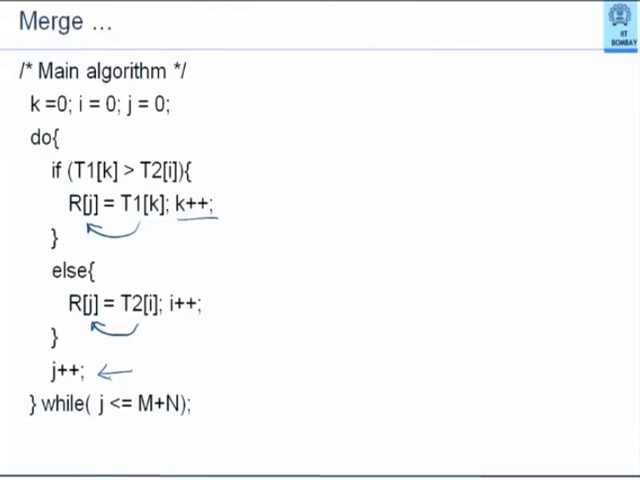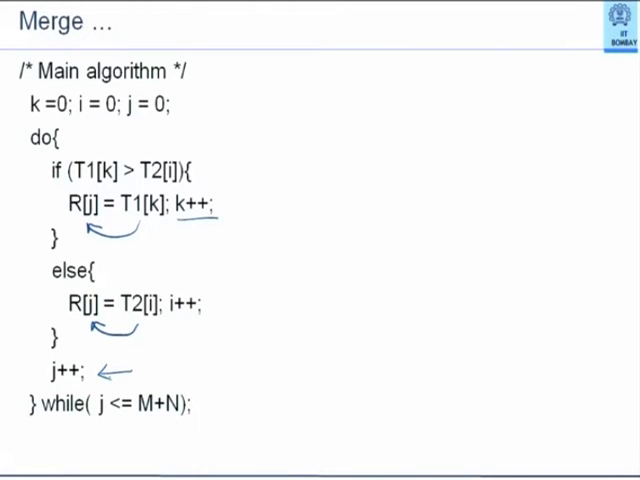All that I need to do is go back and repeat this. Because every time I do it, either I will be pushing an element of T1 array or I will be pushing an element of T2 array into R. And whichever element I push, I am increasing that index. And because I have put a sentinel value of minus 1, I am sure that my algorithm will work correctly till the very end. And how long do I wish to continue? As long as j is less than or equal to m plus n.